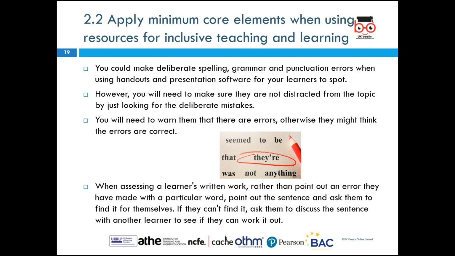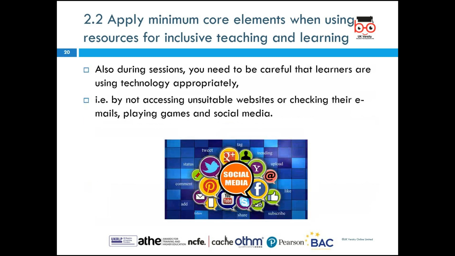When you're assessing learners' work, rather than point out an error that they've made, if they've got a spelling mistake or they've not put their grammar or punctuation in the correct place, point out the sentence and say to them, can you find it yourself? If they can't find it, ask them to discuss the sentence with another learner and see if they can work it out. If they're still stuck, then step in and help them out.